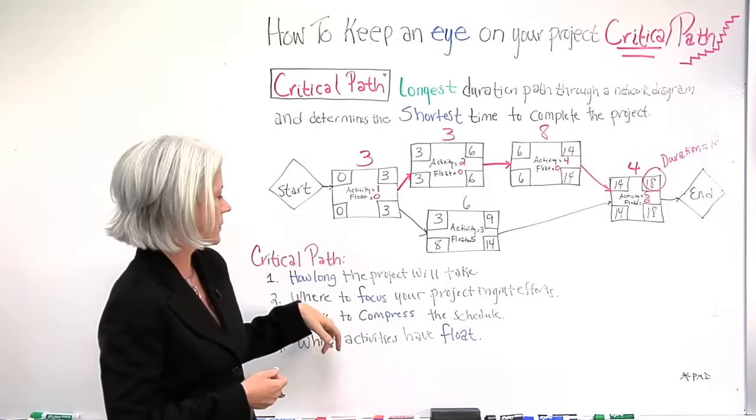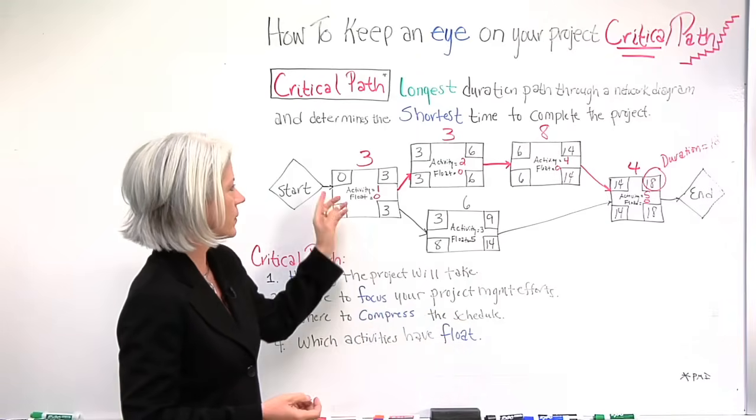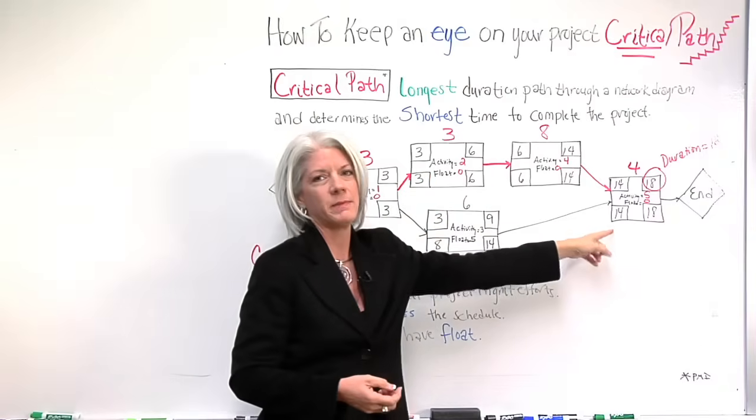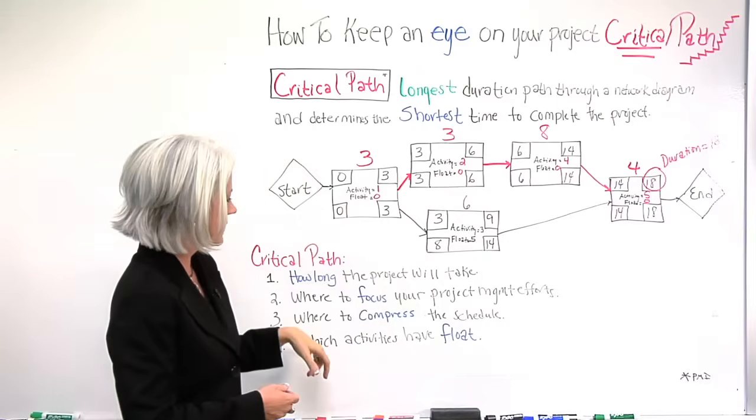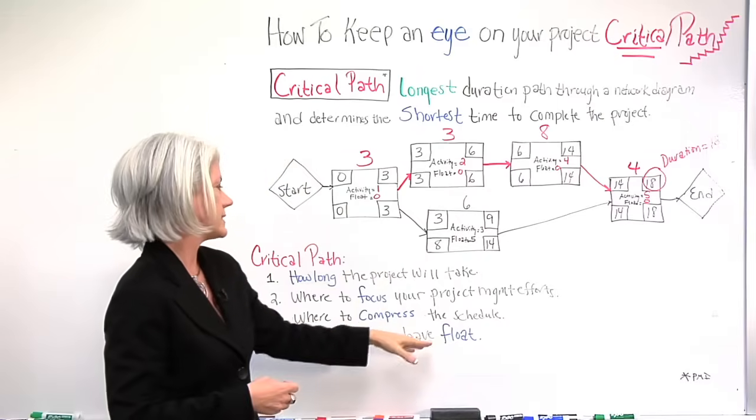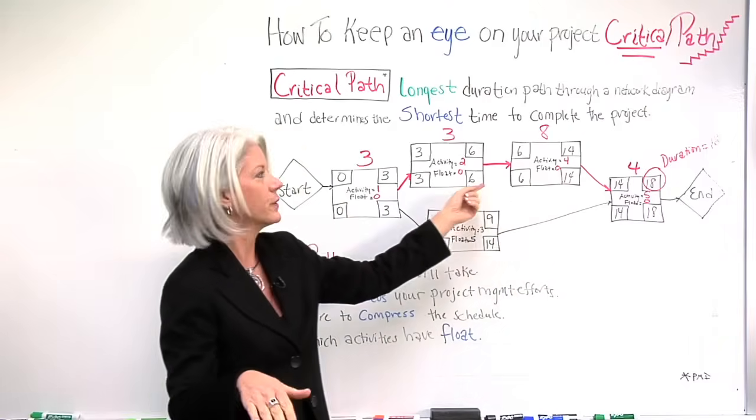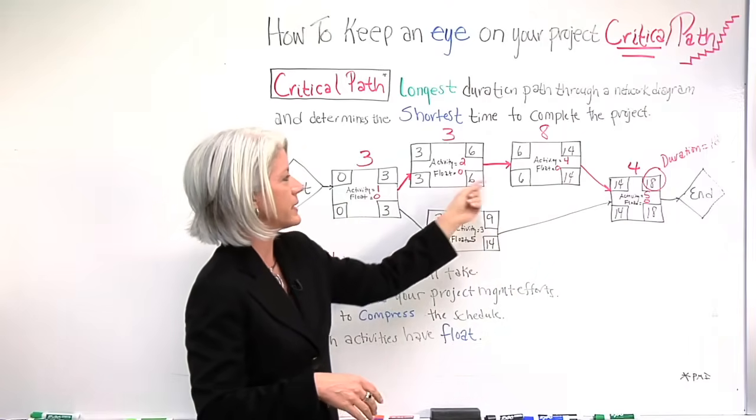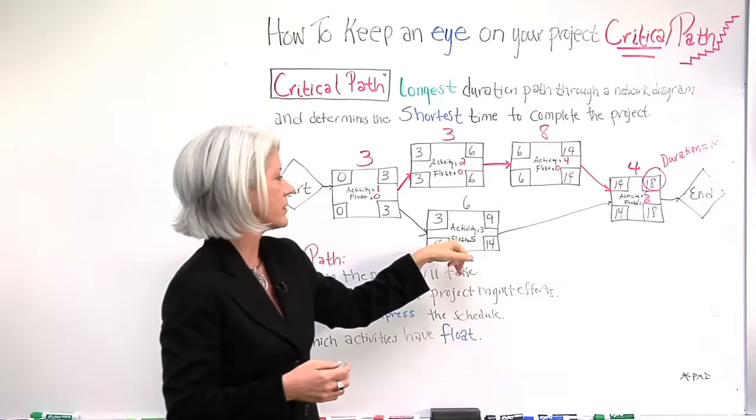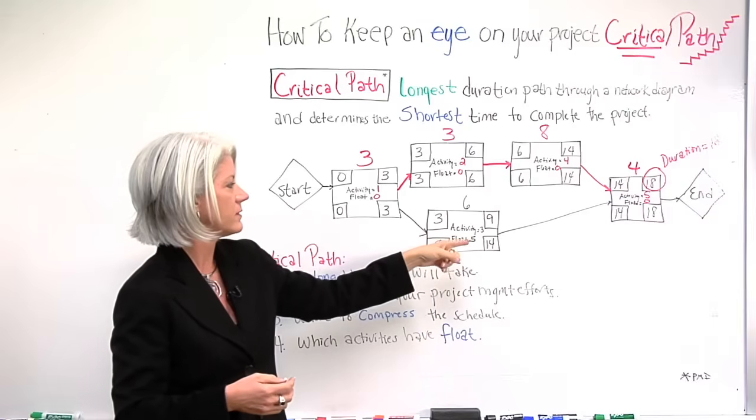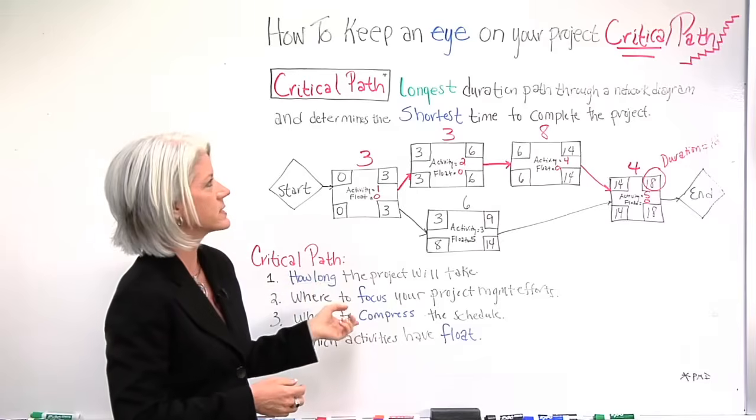It also helps you know where to compress the schedule. So if you want to make this time any shorter, you've got to find ways to compress these activities. And then it also shows you which activities actually have float. For these activities on the critical path, there's no float, there's no leeway. You can't extend them without making the project longer. But on this one, there's a float of 5 weeks, so you do have some leeway. So these are some of the uses of the critical path.